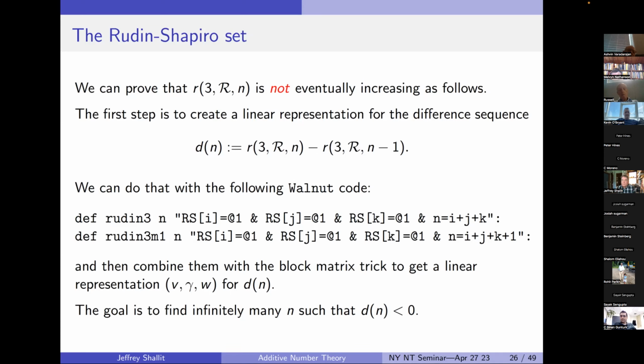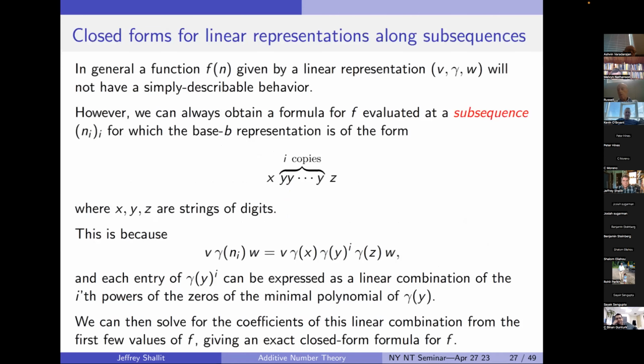And now all we have to do is find infinitely many n such that D of n is less than zero. Well, in general, if you have a linear representation for something, it's not going to have a simply describable behavior. It can have really, really complicated behavior. For example, even checking whether it is always positive is provably not decidable in general. Of course, that doesn't mean you can't do it in any particular case, but it does indicate that it might be hard for some examples. On the other hand, for specific values of f, we can often understand them.